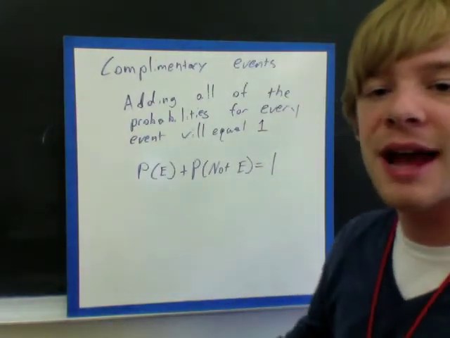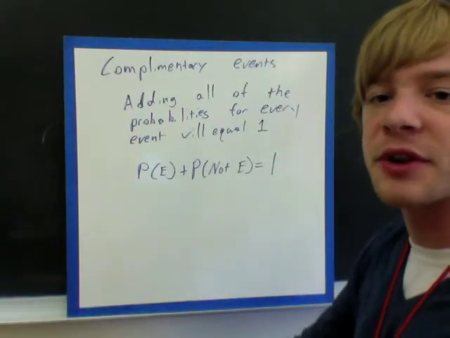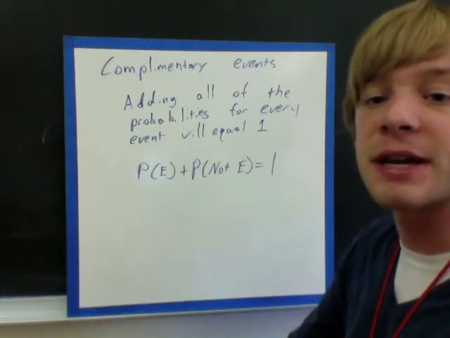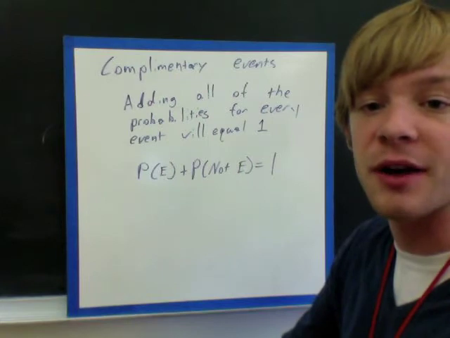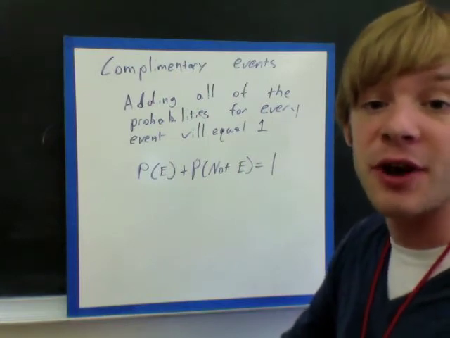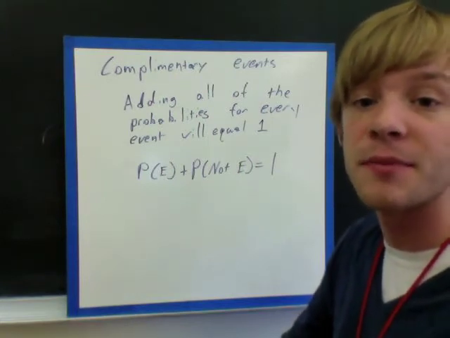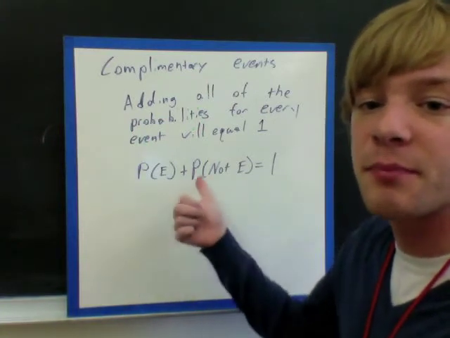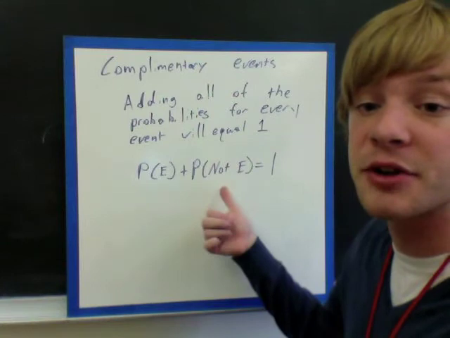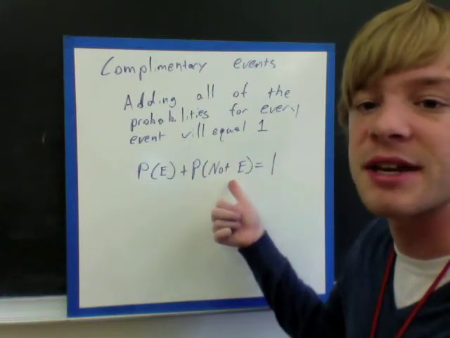All right, the last term I have for you here is complementary events. And basically, this is the idea that if we add up all of the probabilities for every event, the result will be 1. For instance, the probability of an event plus the probability of the event not occurring, or not E in this case, is equal to 1.